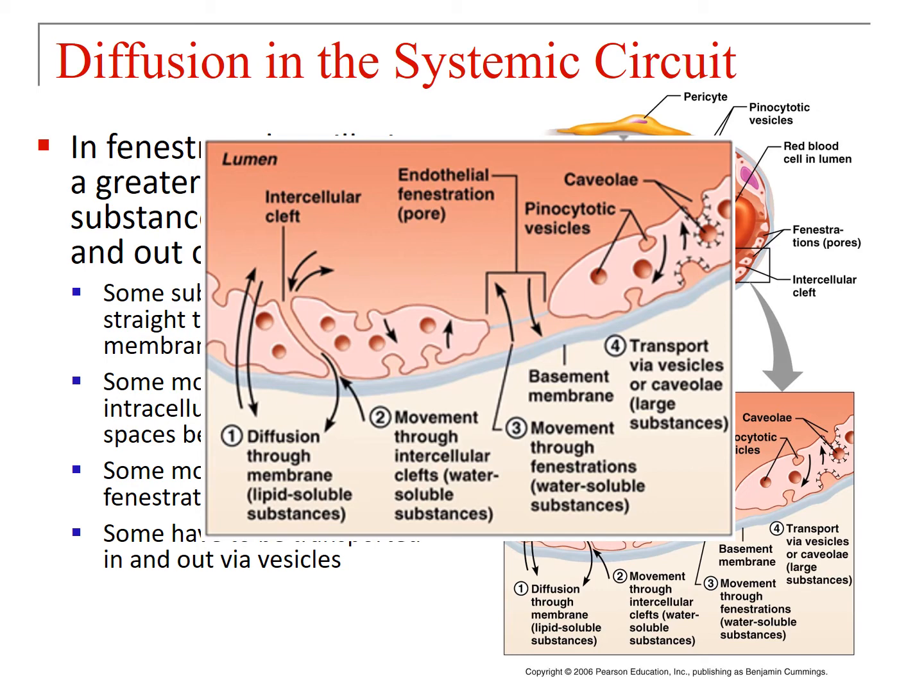In fenestrated capillaries, you have an endothelial fenestration or pore in the cell membrane. What's going to happen here is you can have movement through the fenestrations. These are going to be water-soluble substances, but substances that might be a little bit too big to make it in between the cells in the intercellular clefts. Finally, we get to the fourth mechanism of transport, and that's transport via vesicles or caveolae.